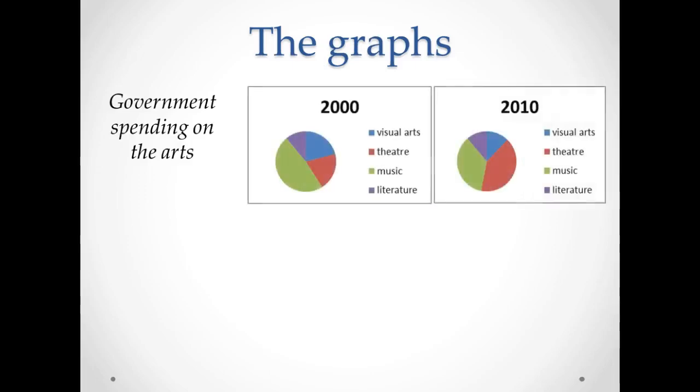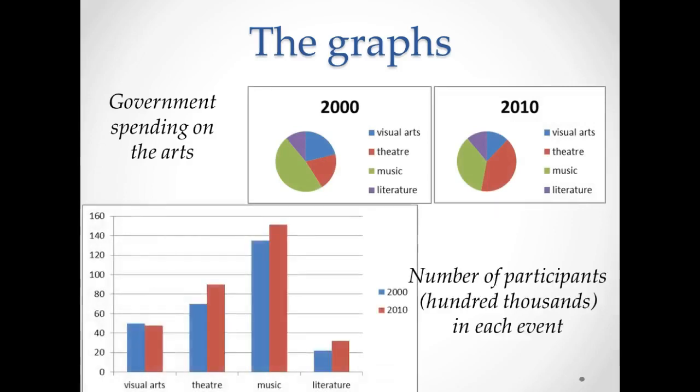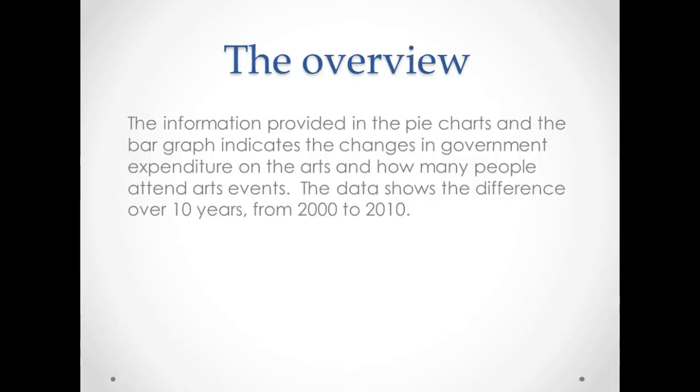Let's have a look at the graphs again. There are the pie charts, and there is the bar graph. There are 2 distinct years, and there are 10 years between the 2 years. You always start with an overview paragraph. Remember, you are writing a report, not an essay. So it's not an introduction like in an essay.